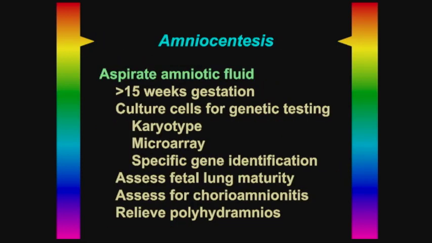So amniocentesis, this is when we put a needle into the amniotic cavity to drain fluid. It's typically done after 15 weeks gestation. And from the fluid, cells can be cultured to determine the karyotype of the fetus and also to look closely at the chromosomes for microarray analysis and specific gene identification. Later in pregnancy, we would do amniocentesis to assess fetal lung maturity, to look for chorioamnionitis, to see if there's an infection, or to relieve polyhydramnios.